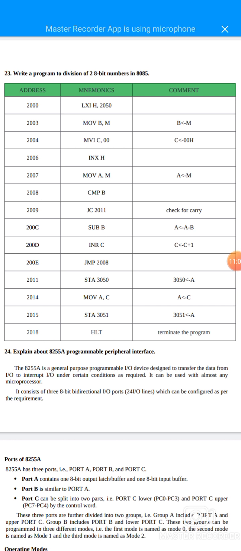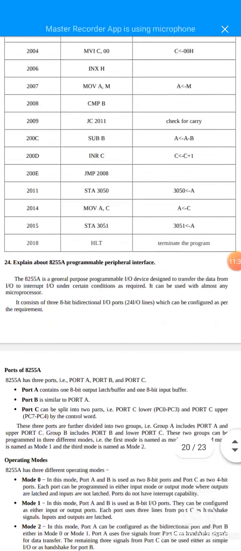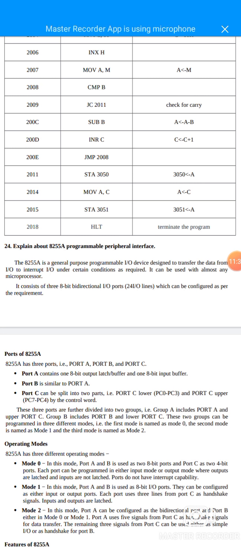The commands mean: B <- M, C <- 00H, and at 2007, A <- M. JC 2011 checks for carry. SUB B is A <- A minus B. INR C is C <- C plus 1. STA 3050 stores A at 3050. MOV A,C is A <- C. STA 3051 stores A at 3051. HLT terminates the program.